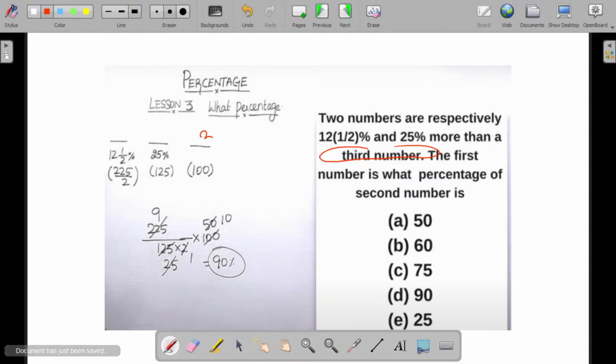Okay, so just consider the third number as 100, and the first number is 12 1 by 2 percentage. This is the first number, and the second number is 25 percentage more, so 25 percentage more means its value is 125. Then the third number is 225 by 2. That is the first number, because it is 12 1 by 2 percentage more than the given number. Okay.